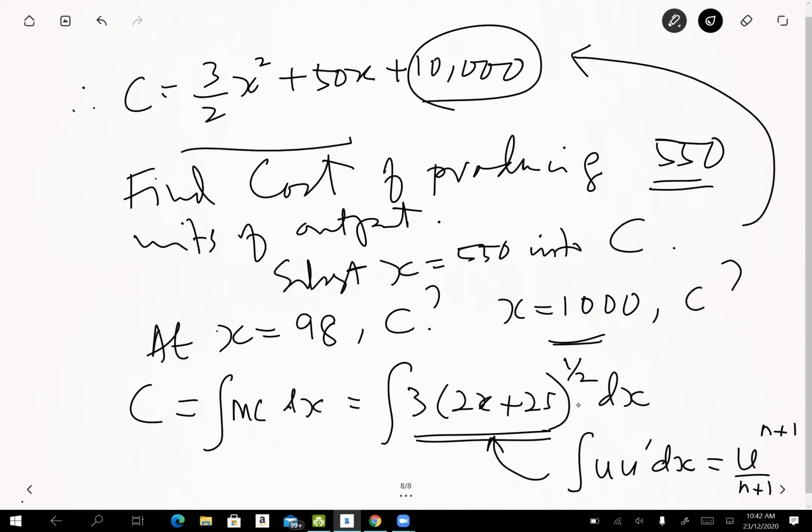So the integral will be what? Will be 3/2 multiplied by u. Okay, now increase the power by 1, so that becomes 3/2 divided by 3/2, and then simplify.